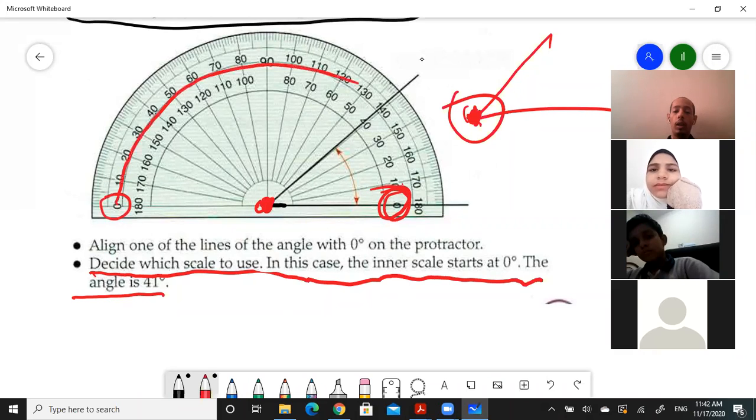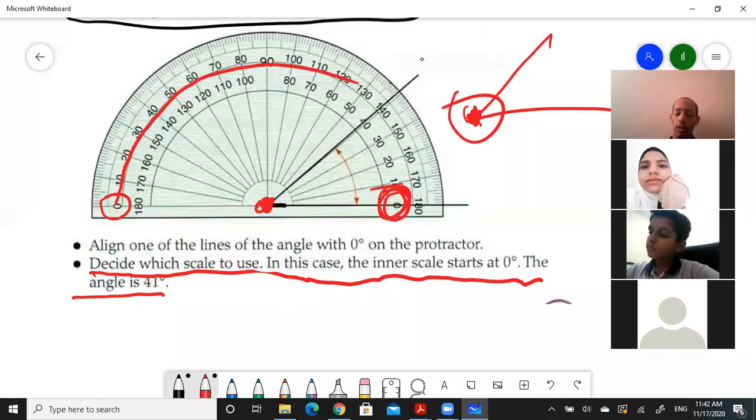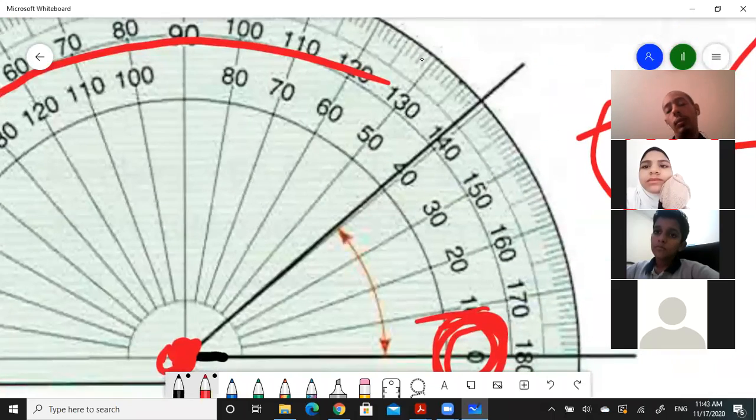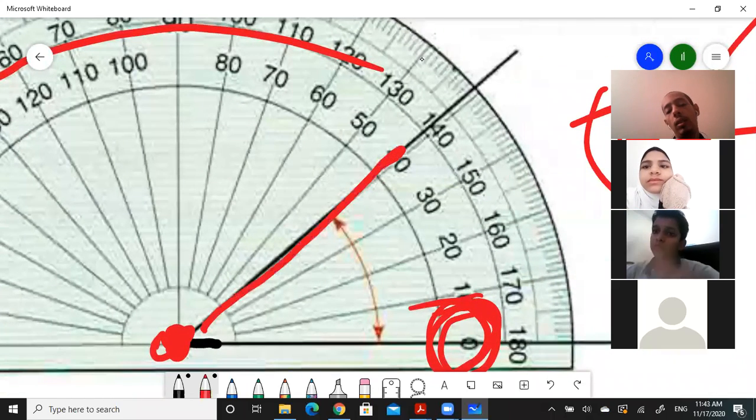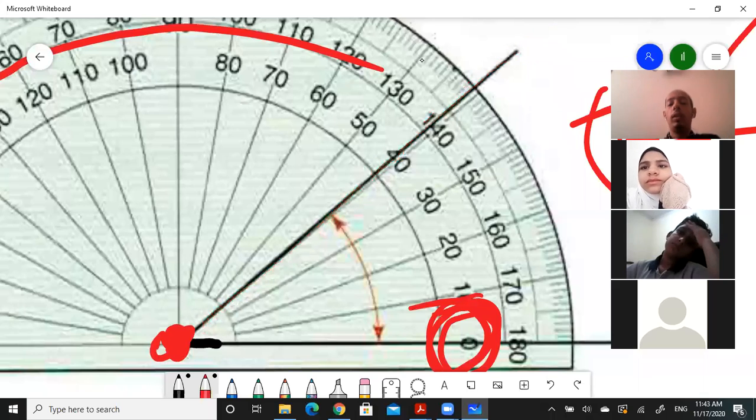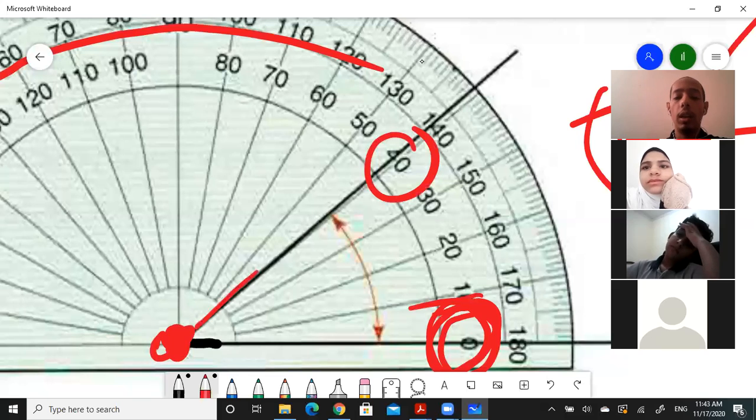Because we aligned it with this 0 for the inner scale, right? This 0 is for the inner scale, and this 0 is for the outer scale. In our case, we have aligned the line of the angle with the 0 of the inner scale. This means we are going to use the inner scale. So then you should look at this line. You can see here it's 40, right? But the line is 1 degree after the 40, so it's 41 degrees.